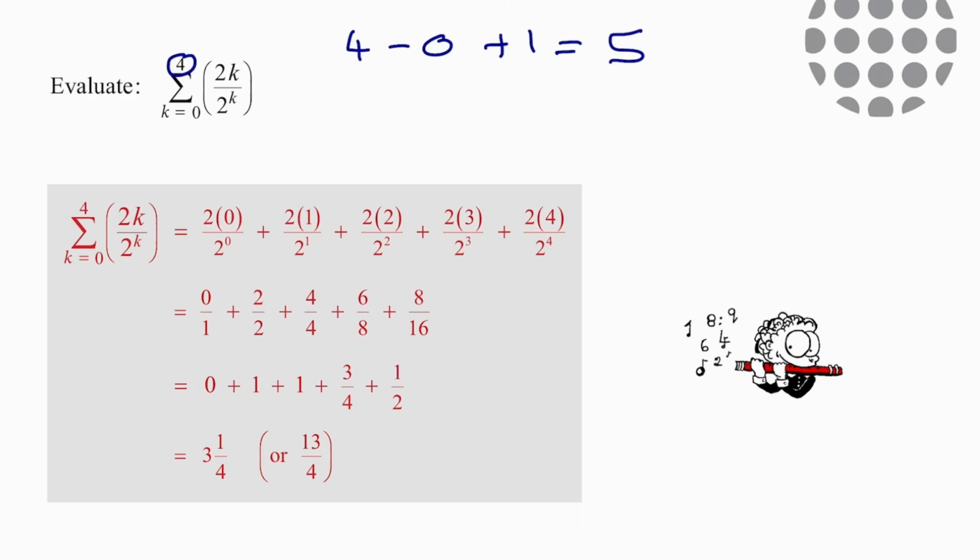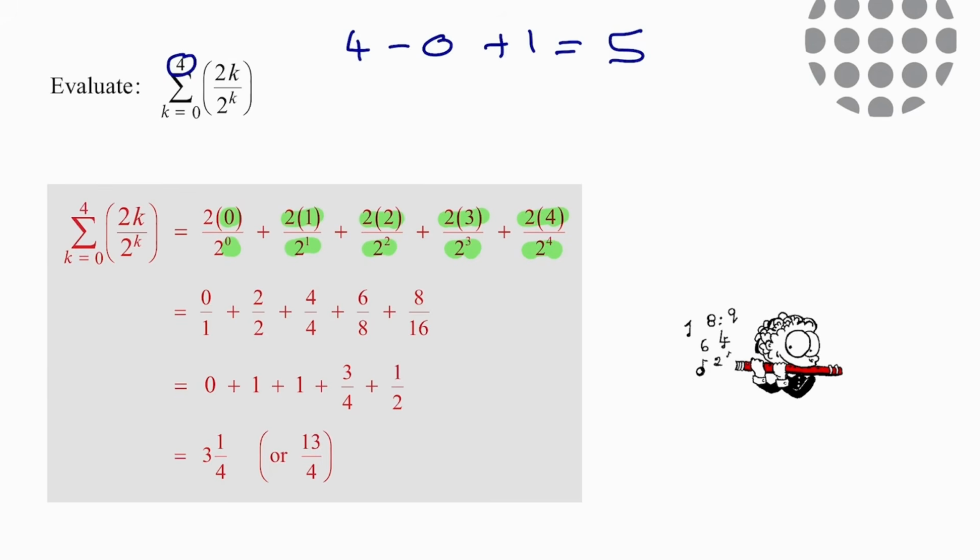When we substitute into a fraction question, we need to keep our head and remember that we are substituting into 2 different sequences because we have the top sequence where we have 2 times 0 and the bottom sequence 2 to the power of 0. Then we have 2 times 1 divided by 2 to the power of 1. 2 times 2 divided by 2 squared. 2 times 3 divided by 2 cubed. And finally, 2 times 4 divided by 2 to the 4.